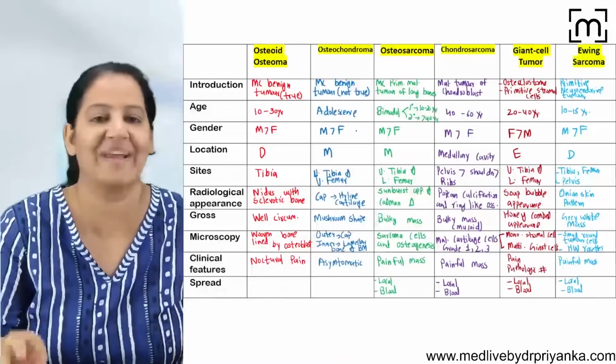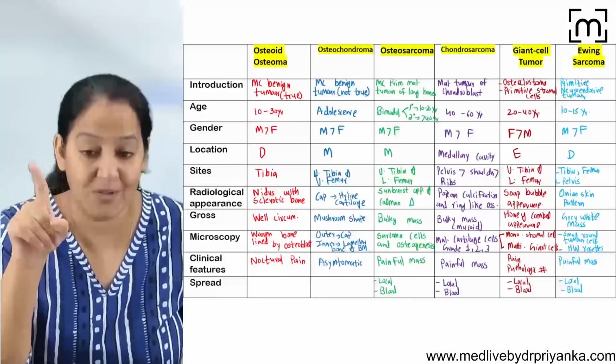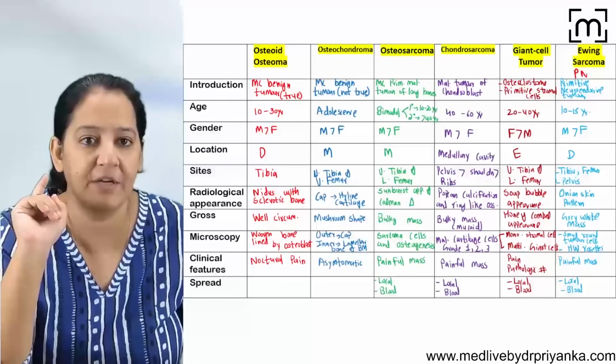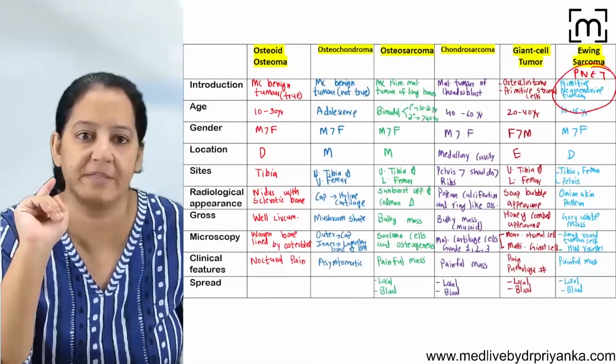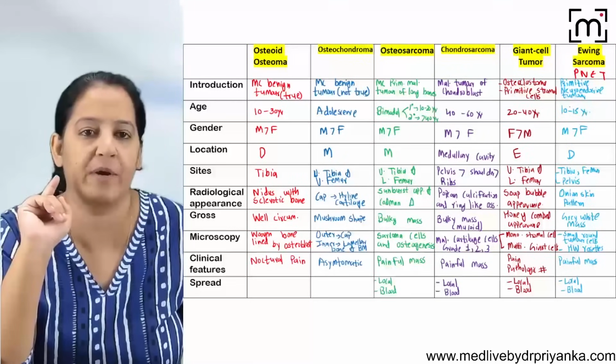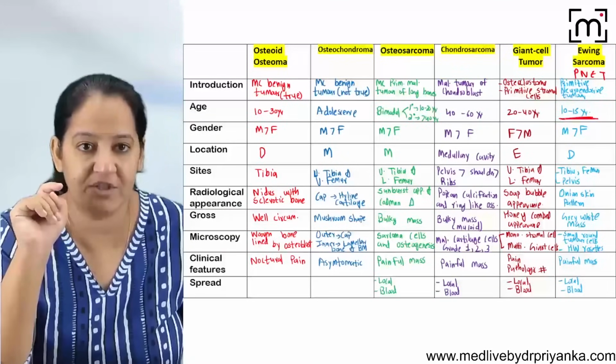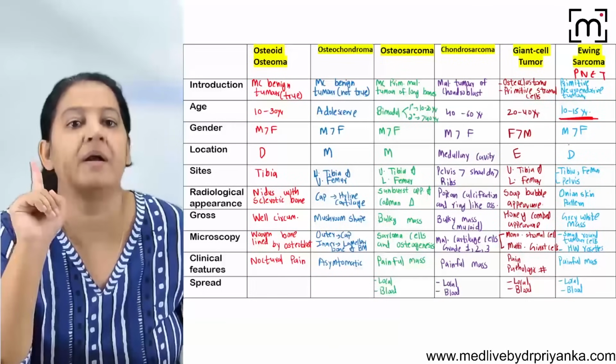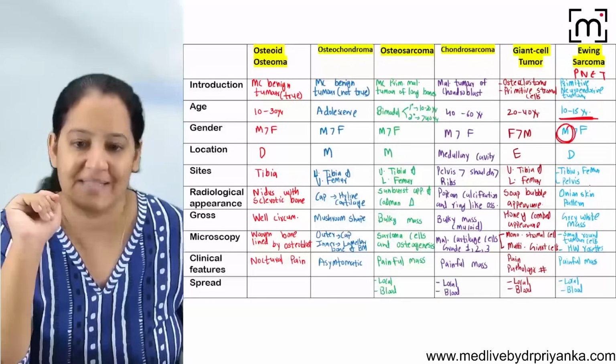So let's revise it quickly. Ewing sarcoma is also known as PNET, primitive neuroectodermal tumor. Most common age of presentation is 10 to 15 years in children. It is again more common in males as compared to females.